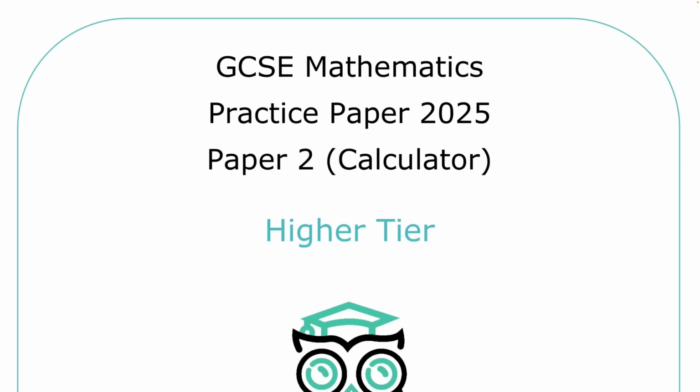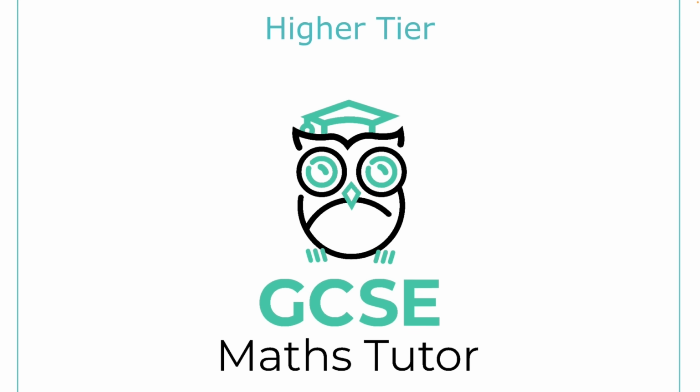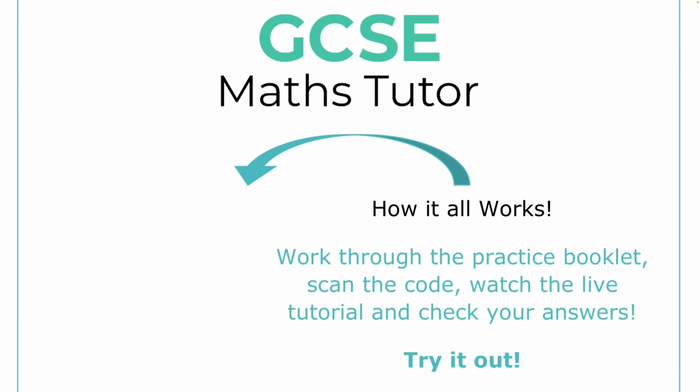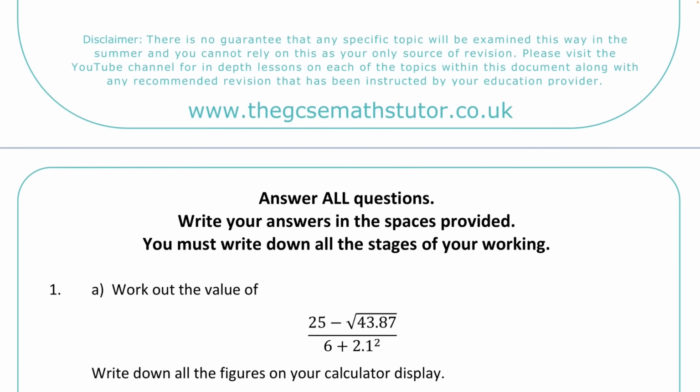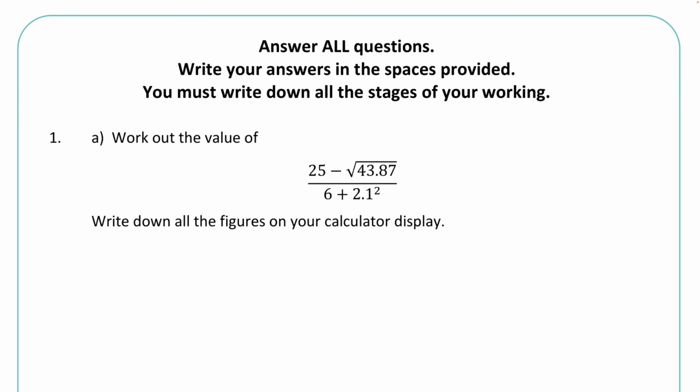Okay, welcome to this video where we'll be having a look at a practice paper for the 2025 GCSE Maths Paper 2 higher tier. Now, as always, there will be a QR code on the front of this booklet so that you can get back to this video at any point. So we're going to get started with question 1, and question 1 is using a calculator.